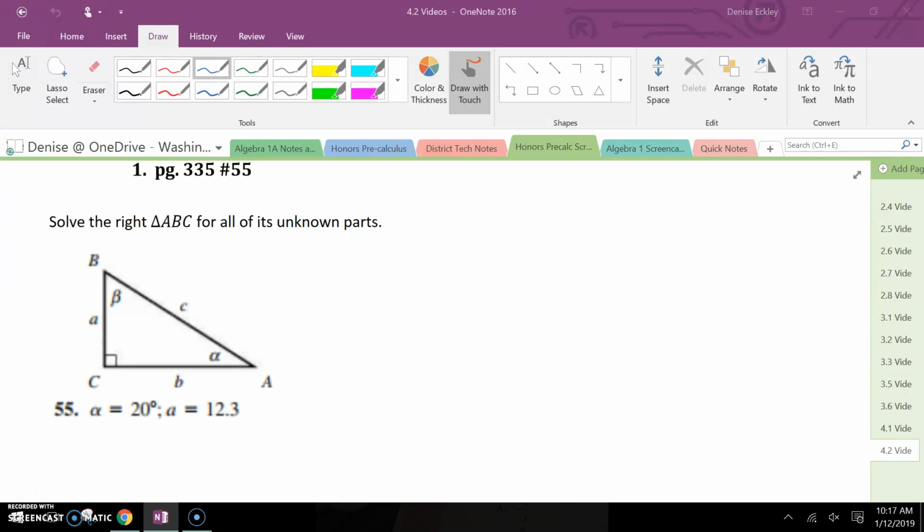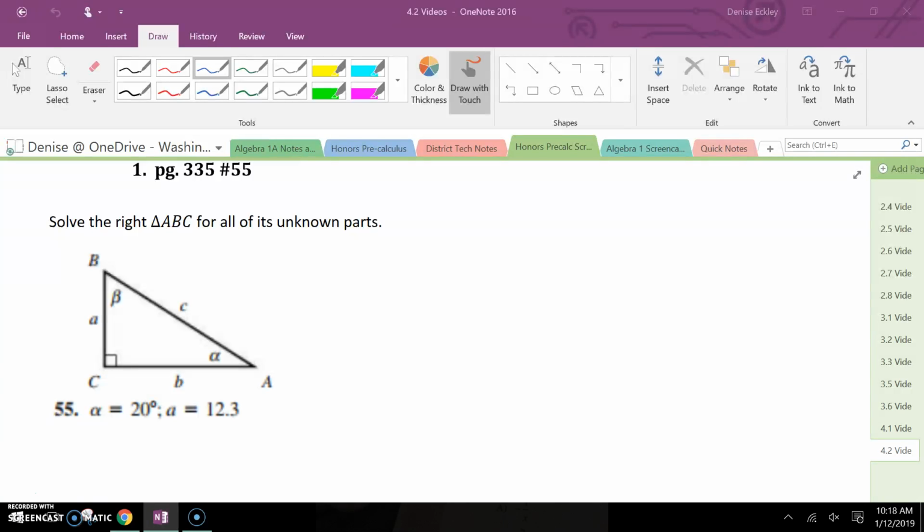Page 335, number 55, asks us to solve the right triangle, which means to find the values of all the unknown parts. And we were given a picture, triangle ABC, and we were given the value of one angle and one side. Now this is very normal for labeling a triangle when it's labeled ABC. Usually the two acute angles then are labeled alpha and beta, the corresponding Greek letters. So we're given angle alpha, we're given side A, which is the side opposite angle alpha, and we can go ahead and find all the other parts.